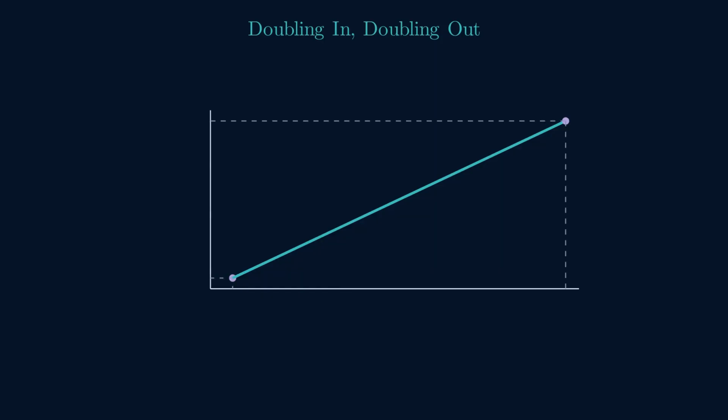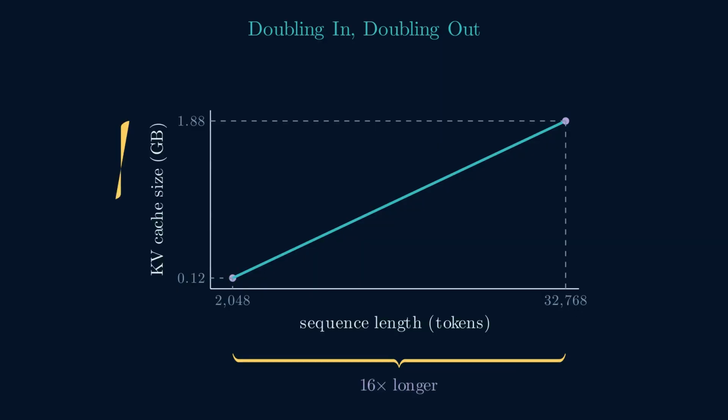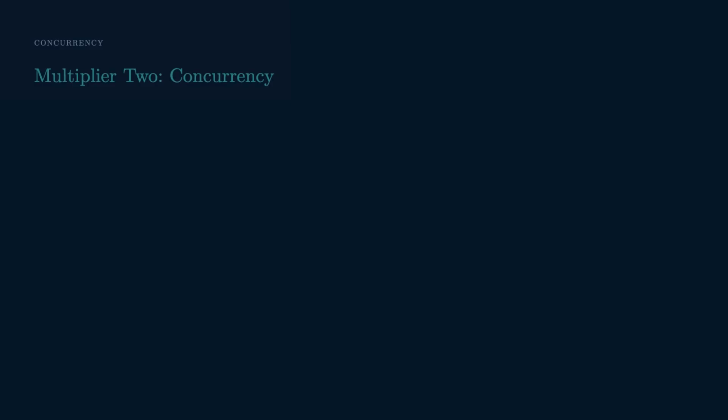So double the tokens, and the list holding those pairs is twice as long. Plot it, and you get a straight line, no curve, no surprise. At 2,048 tokens, 0.12 gigabytes. At 32,768, 1.88. 16 times longer, 16 times bigger. Exactly linear. Multiplier 2, how many conversations at once?